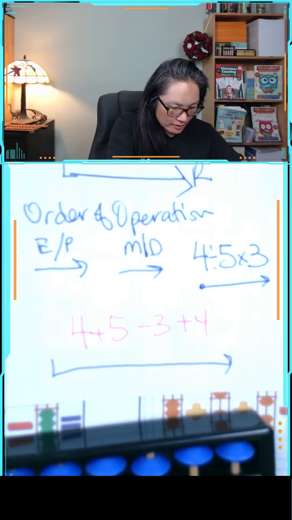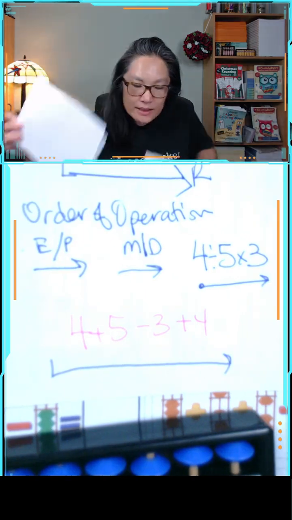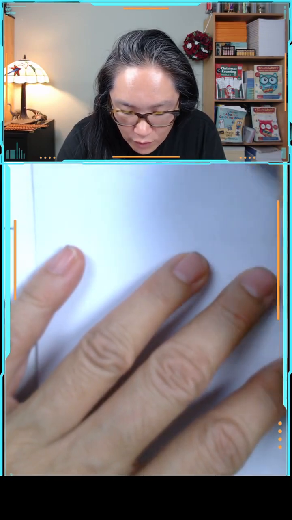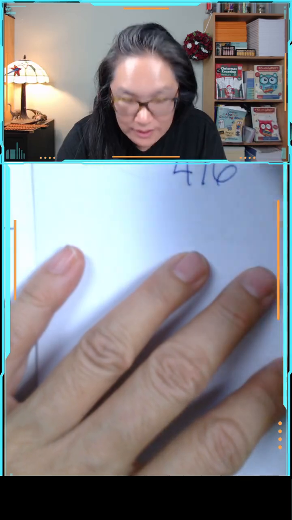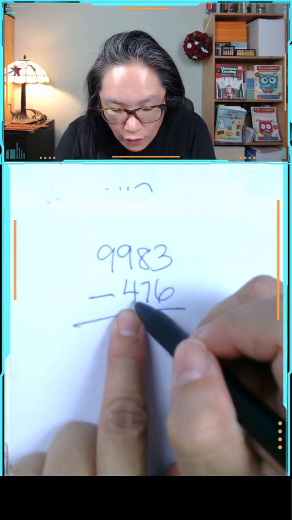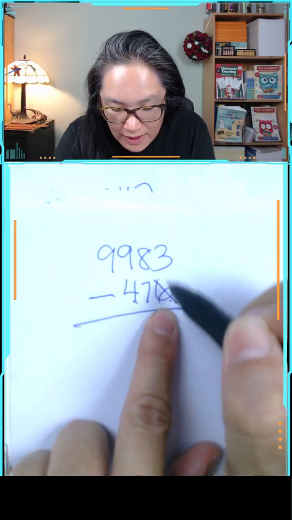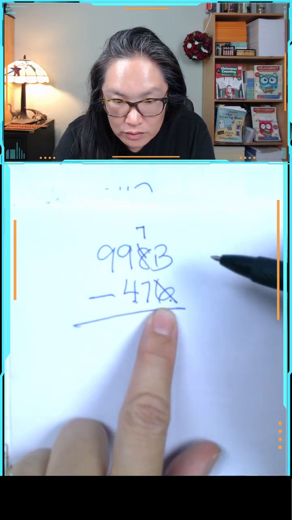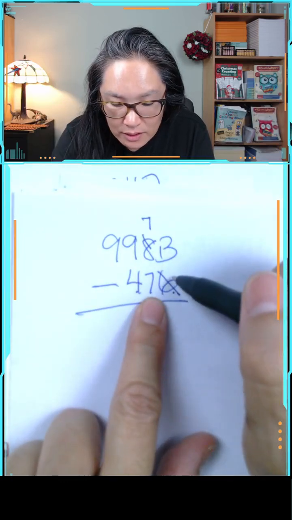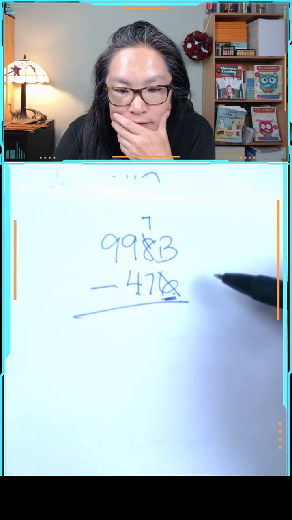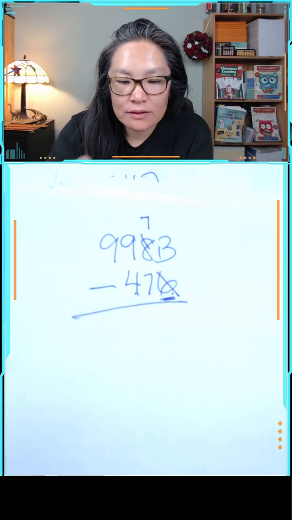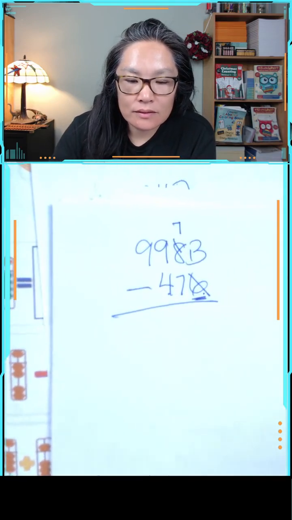I need paper. Because even if it was like this, 9,834 minus 476, when you're doing this and you're doing a minus, you don't do 4 first. You do 6 first, and then you borrow. So I see what you're saying, LD, but you still start from here. So you're still going from right to left, which is very interesting.